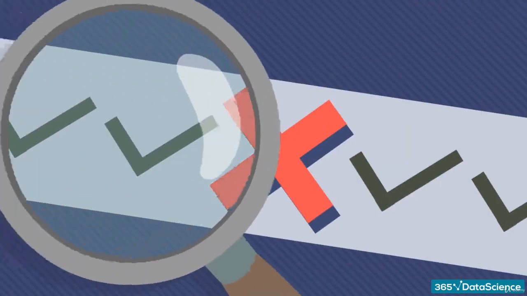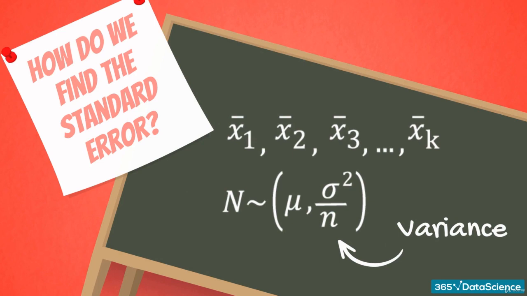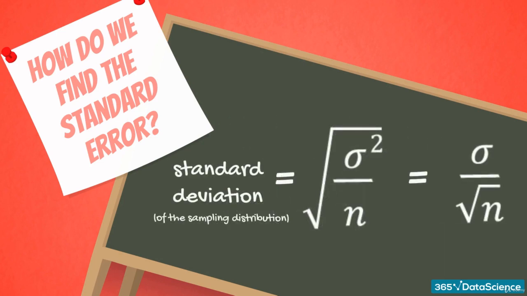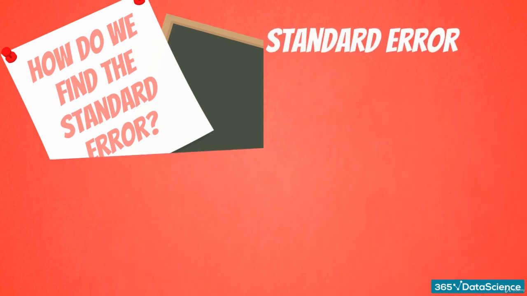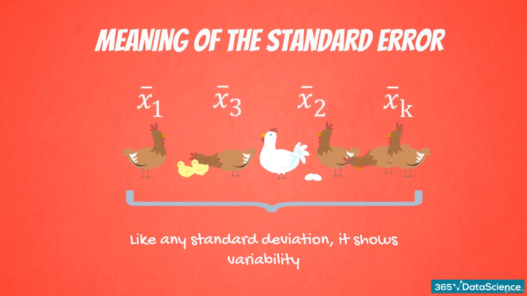So how do we find it? We know its variance, sigma squared divided by n. Therefore, the standard deviation is sigma divided by the square root of n. Done. Like a standard deviation, the standard error shows variability. In this case, it is the variability of the means of the different samples we extracted.